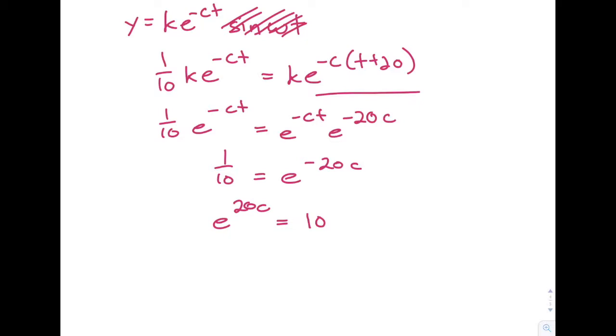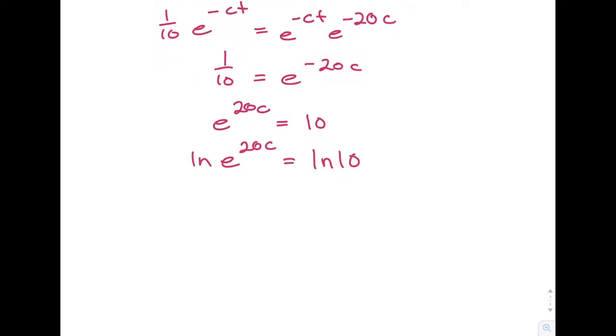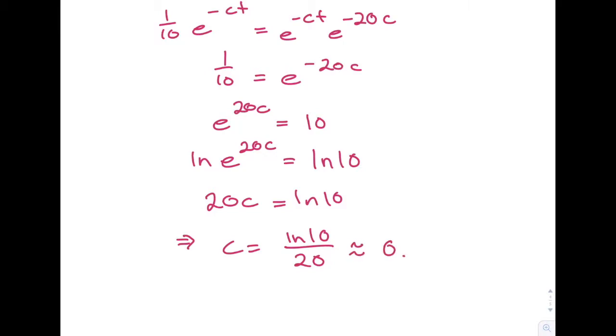Now we just use our logarithms to solve for c. So we have the natural log of e to the 20c equals the natural log of 10, and 20c equals the natural log of 10, so c equals the natural log of 10 over 20, which you could then approximate. It turns out to be about 0.12. Damping constants are unitless, in case you're wondering why we don't have a unit in this case.